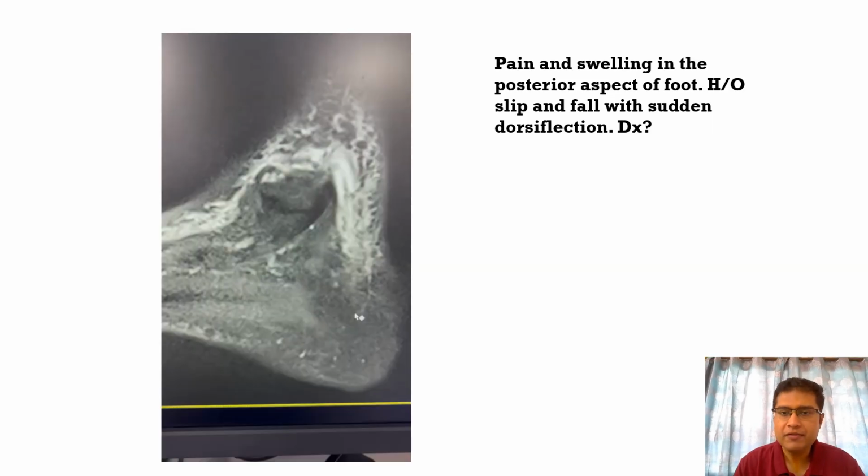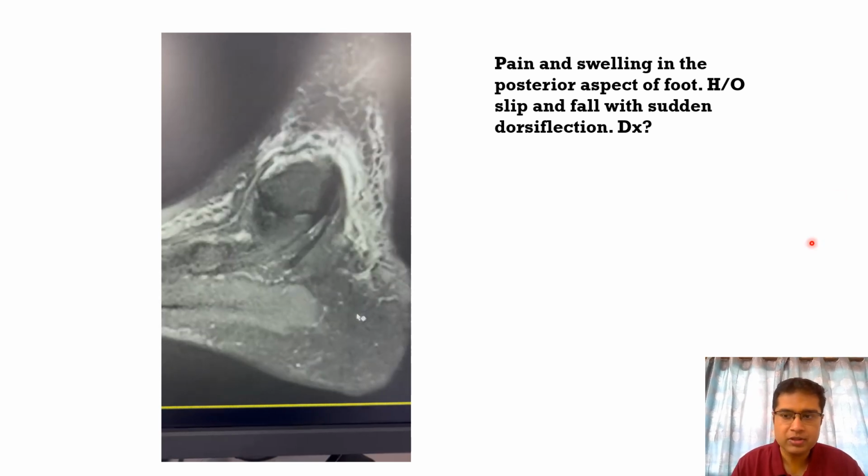So here we have a 20-year-old male with a history of slip and fall with sudden dorsiflexion. On X-ray there was no evident fracture. There was extensive edema in the posterior aspect of the foot, and an MRI was advised to look for a ligament injury. And this is the MRI picture of this patient.